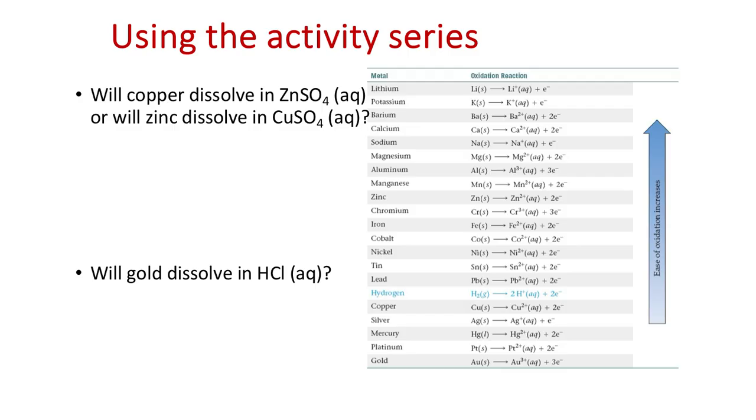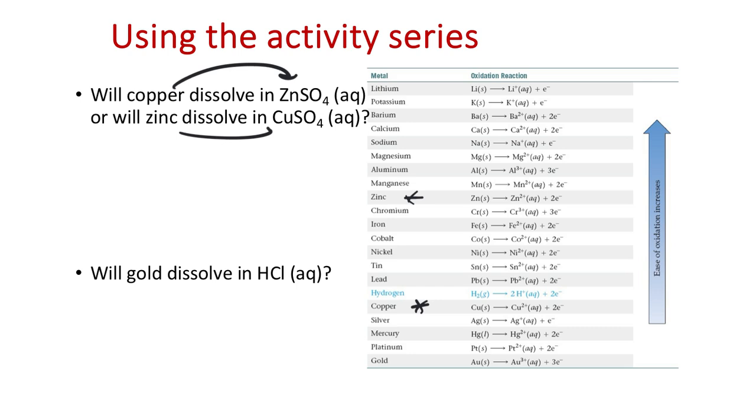Let's look at this slide here that goes through the question of which of the reactions will take place. If I take copper, will copper dissolve in a zinc solution, or will zinc dissolve in a copper solution? So let's inspect where copper is. Copper's here, and zinc is here in our activity series. Zinc is more active, more reactive. Zinc has a higher reactivity. It's more likely to react in solution than copper is.